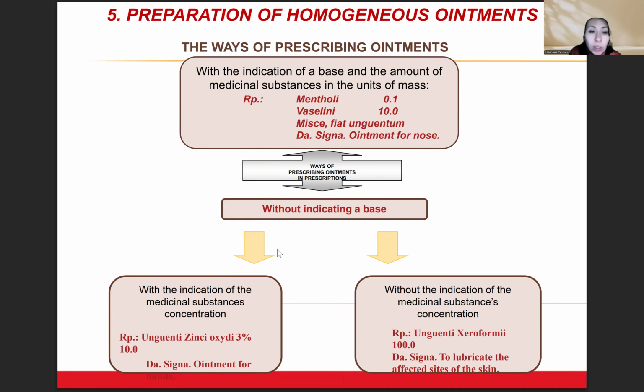But it's not always this way. Sometimes the doctor can prescribe to you just unguentum zinc oxide 3%, 10 grams, and that's all. Out of this, we understand the concentration of zinc oxide must be 3%. The general mass should be 10 grams, but what base to take? When the doctor does not specify which base to take, Vaseline, always. Also, the doctor can prescribe the ointment like that one, unguentum xeroformi 100 grams. No percentage, no base. But we already know that when base is not specified, take Vaseline.